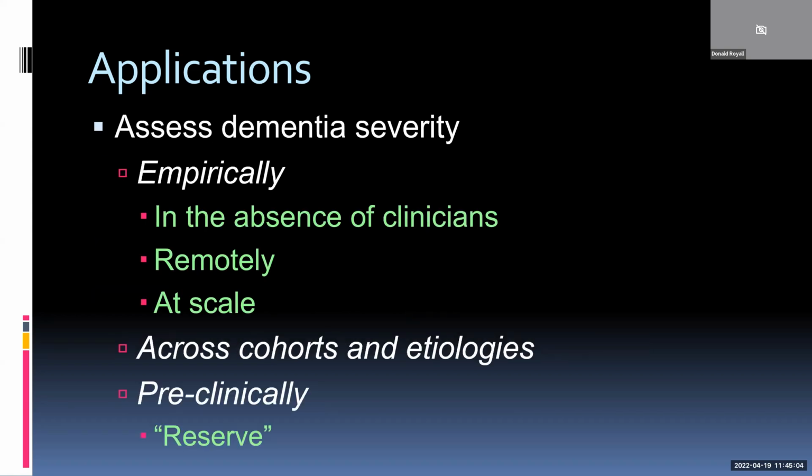So more than that, D gives you a way to do this empirically. In other words, it's a completely empirical factor score. You don't need a clinician's opinion at all. And that means it can be done now remotely in the absence of clinicians, potentially at scale, across cohorts and etiologies. And because D gives you the full range of continuously distributed dementia severity, then you can do all of this preclinically and think of change in D in its non-demented range as an indicator of cognitive reserve.